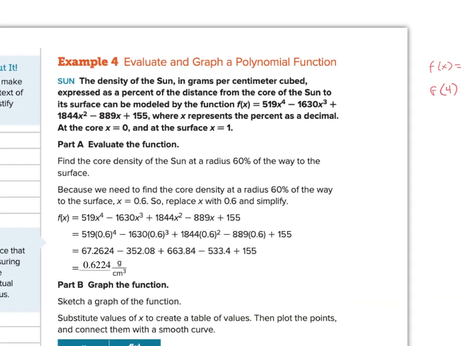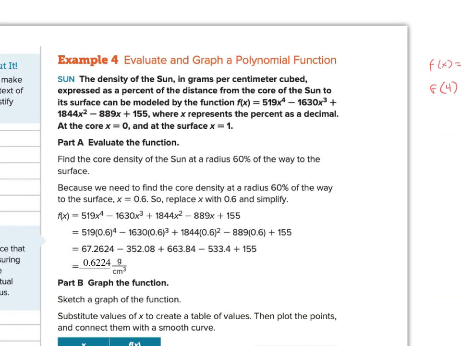So here, the density of the sun in grams per centimeter cubed, expressed as a percent of the distance from the core of the sun to the surface, can be modeled with this monster polynomial: 519 x to the fourth minus 1,630 x to the third plus 1,844 x squared minus 889 x plus 155, where x represents the percent as a decimal. So if we are talking about a percent, we need to convert it to a decimal. At the core, x is 0. At the surface, x is 1.